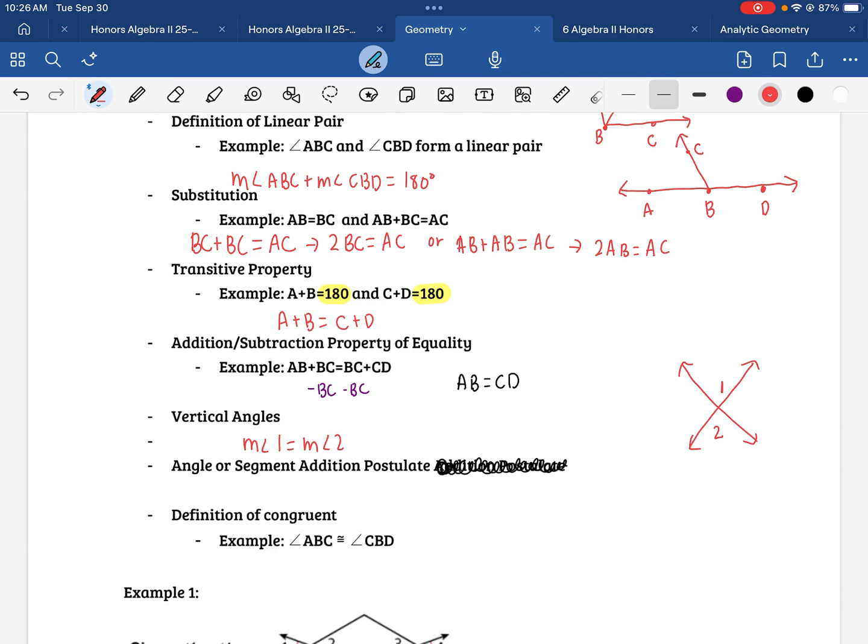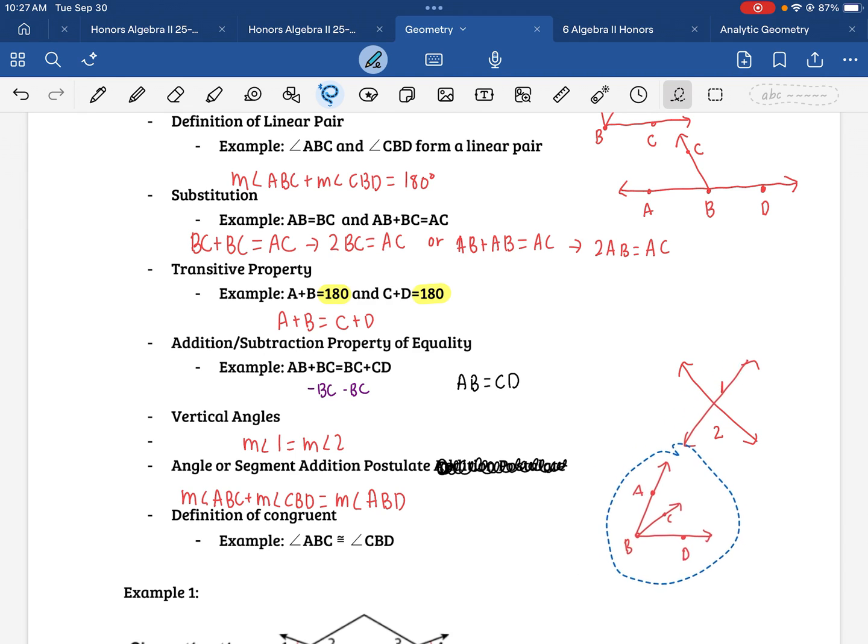What this says as an angle, if we've got, let's just call it A, B, C, and then we've got C, B, D. We can say measure of angle A, B, C plus the measure of angle C, B, D is going to equal the whole angle measure of angle A, B, D. So if you remember back to unit 1, we had the part plus the part equals the whole. So that's an example for an angle.